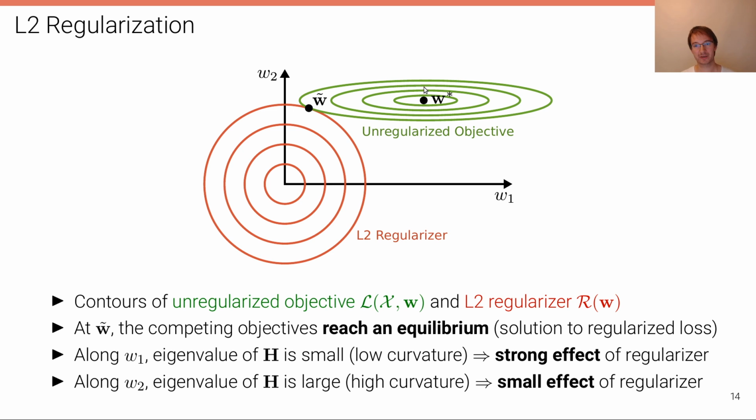However, in this other direction, where the eigenvalue of H is large, and where we have a high curvature, we are paying a much higher price when we move in this direction with respect to this original objective in green. So the effect of the L2 regularizer, which has this isotropic behavior where we have these concentric circles, is much smaller. We can see that in this direction here, W star changes much less compared to this direction. So a smaller effect of the regularizer.